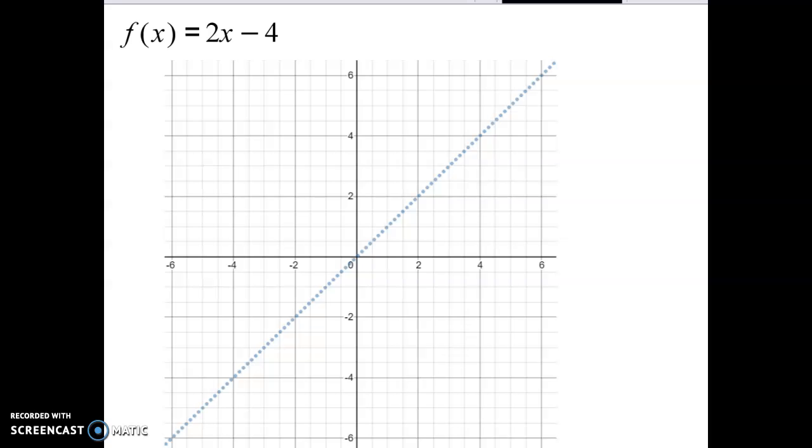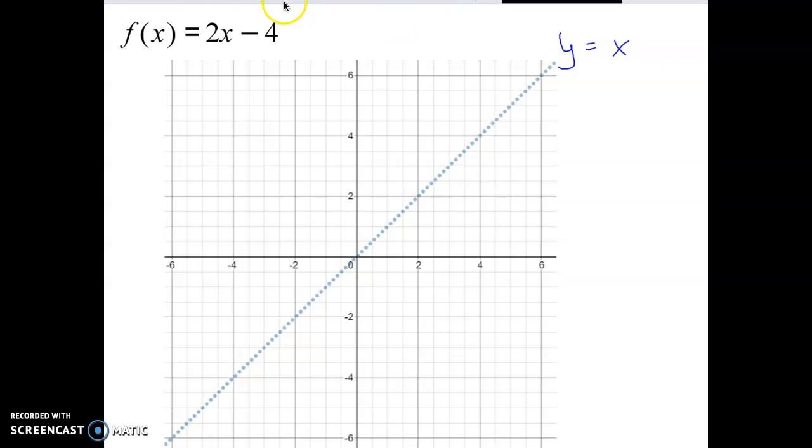Remember we said that a function and its inverse are reflections across this line. Look back in your notes. What was the equation of this line? Well, this is the line y equals x. And a function and its inverse are reflections across this line.